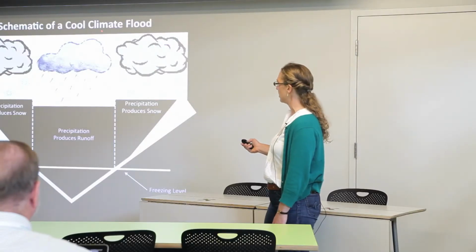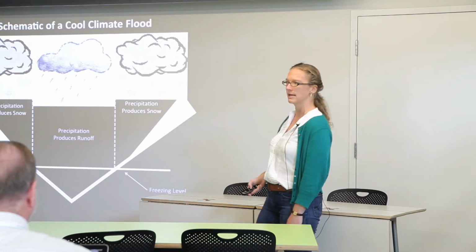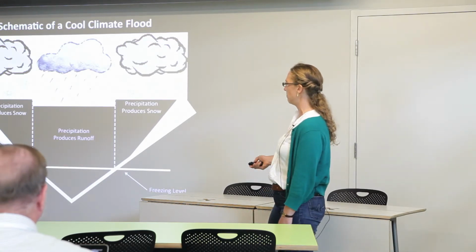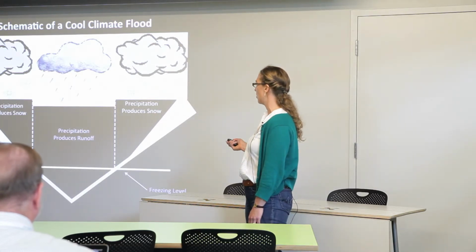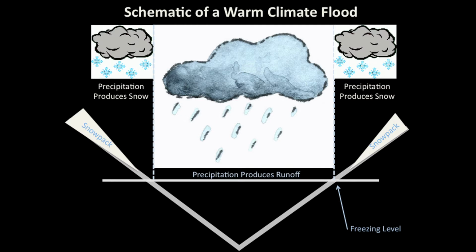So in a cool season or cool climate flood, you get this amount of precipitation producing instantaneous runoff because your freezing level is sort of providing that boundary where you're going to have the rest of the precipitation accumulating as snow. But if we bump up the temperature, then that whole schematic shifts. So the freezing level goes up in elevation, and so you get a much bigger contribution to instantaneous stream flow from precipitation falling as rain rather than being accumulated as snow in the upper elevations of the basin.